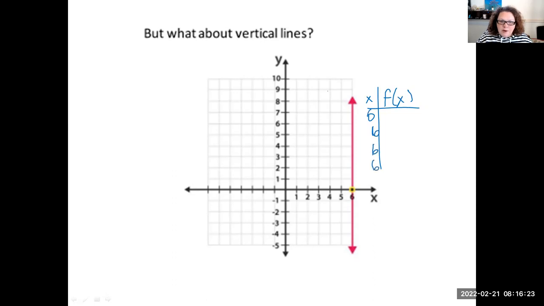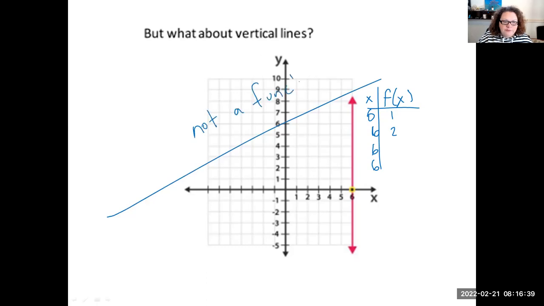But we're getting different numbers for outputs. We're getting 1, 2, we're going to get an infinite number of outputs. So vertical lines are not functions, not a function. So we're not going to be dealing with these. Just wanted to make sure you understand they're not functions.